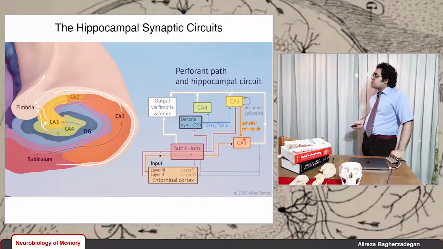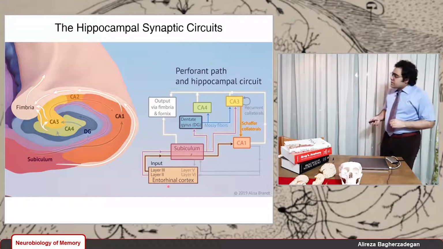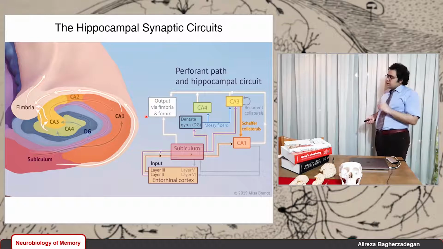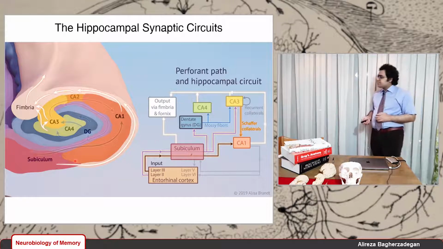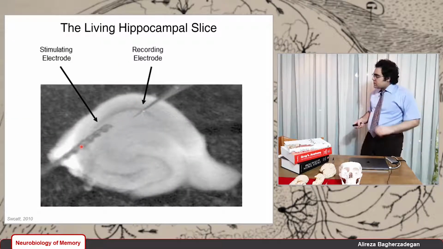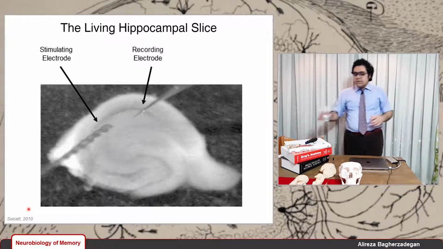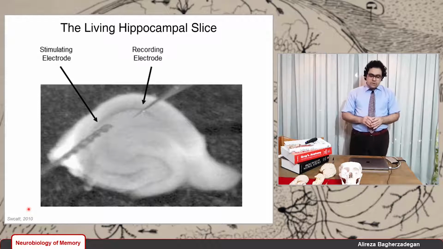And sometimes the output of the CA1 area gets back to the entorhinal cortex, and from the entorhinal cortex it goes to other areas of the cortex. So this is again a very general but a very accurate diagram showing the hippocampal circuit. Okay, before talking more about the synaptic circuitry in the hippocampus, I'm going to talk about the LTP in the hippocampus and in different pathways of the hippocampus.